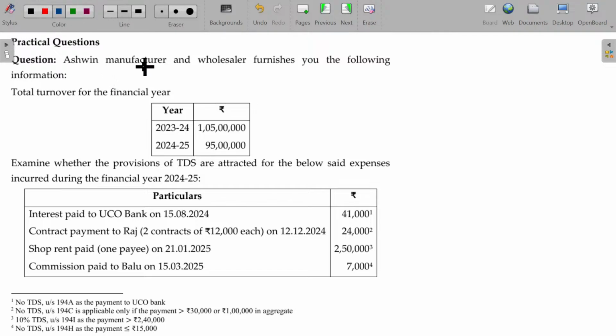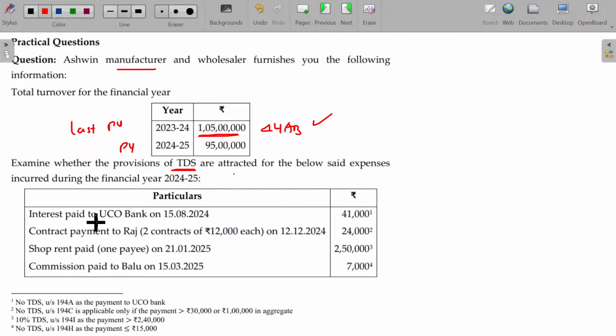Ashwin, manufacturer and wholesaler, furnishes you the following information: total turnover given in the previous year. Examine whether the provisions of TDS are attracted. This is the previous year, this is the last previous year. Last previous year turnover is more than 1 crore. Section 44AB is applicable.